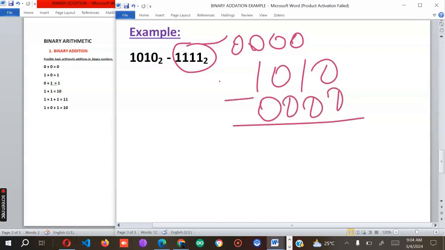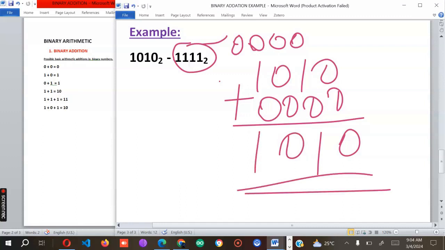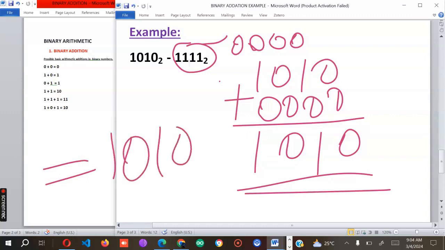Then 0 plus 0 is 0. 1 plus 0 is 1. 0 plus 0 is 0. 1 plus 0 is 1. It is that simple. So the final answer for our case is 1 0 1 0 base 2. So it is that simple, and that is the end of this particular case.